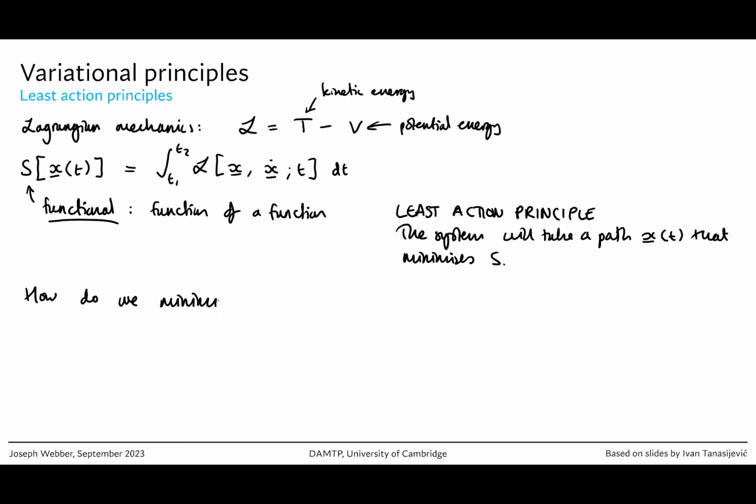It would be really easy if S were a function. We've got tools for minimizing functions. We've got calculus. We take derivatives and we set them equal to 0 and find maxima and minima. What do we do for S? Well, this is what variational principles is for. It's about finding stationary points of functionals and the functions which make them stationary. So the key concept here that we're going to talk about is a so-called functional derivative of S. And so let's derive that in a simple case.